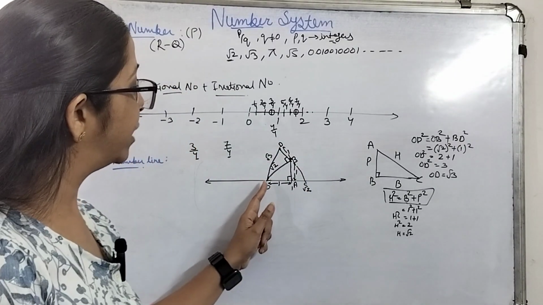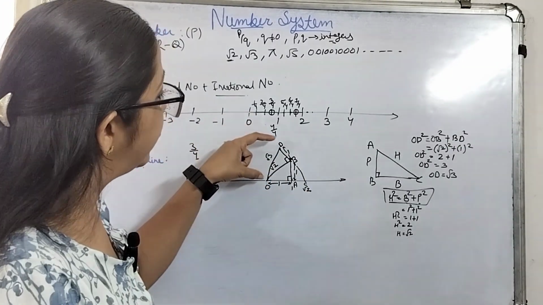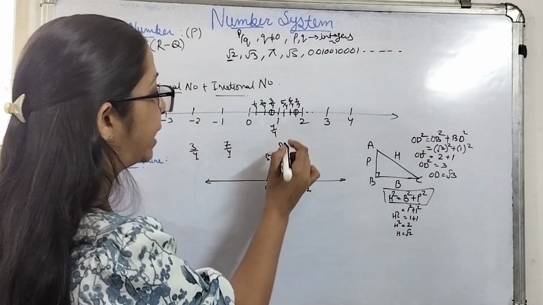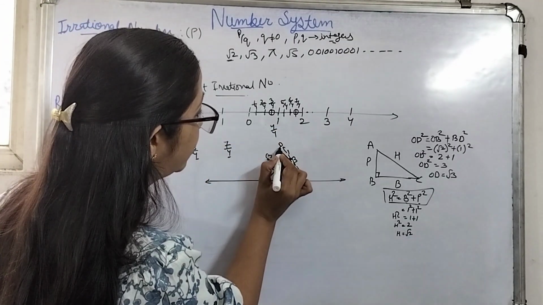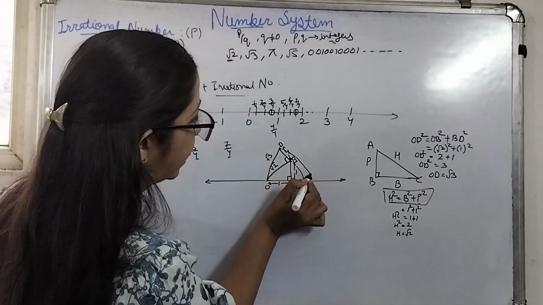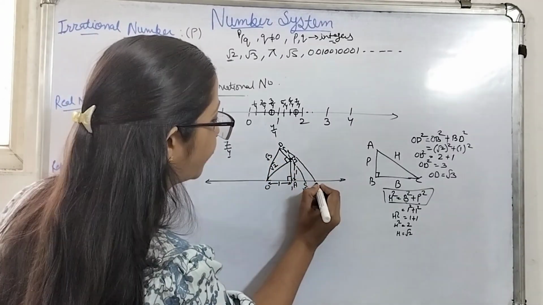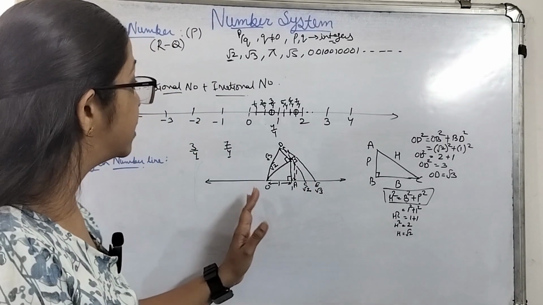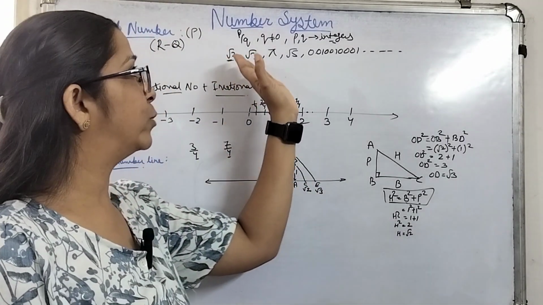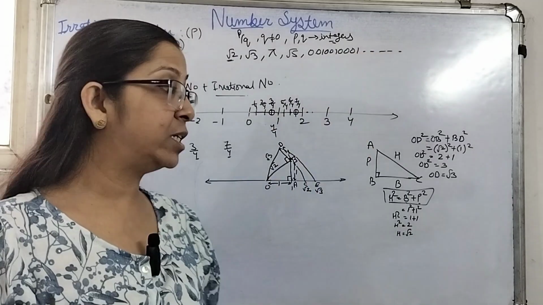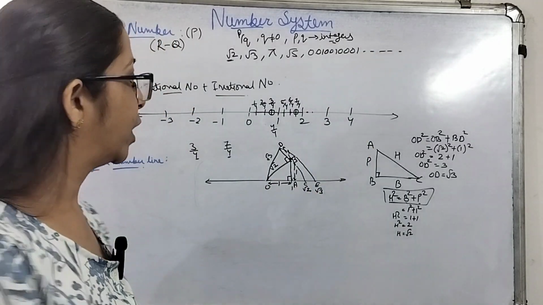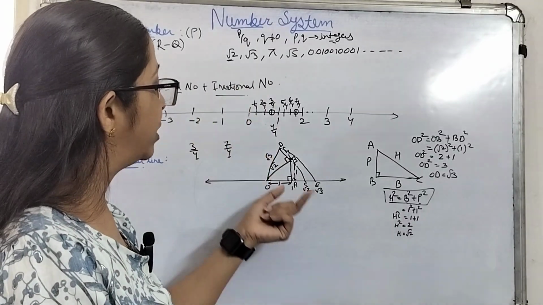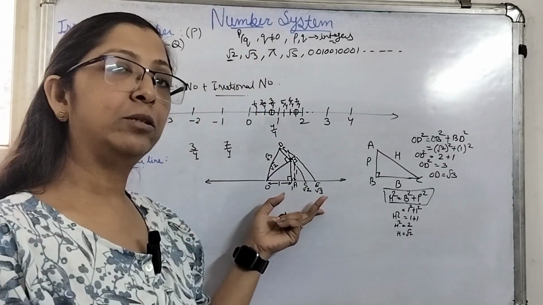Now if I take O as the center and OD as the radius, and draw the arc which is going to intersect the number line at, suppose, the point E, then E will represent root of 3. This is how we can represent root of 2, root of 3, all these numbers on the number line. Hope it is clear how to represent rational numbers on the number line, and how to represent all these irrational numbers on the number line.